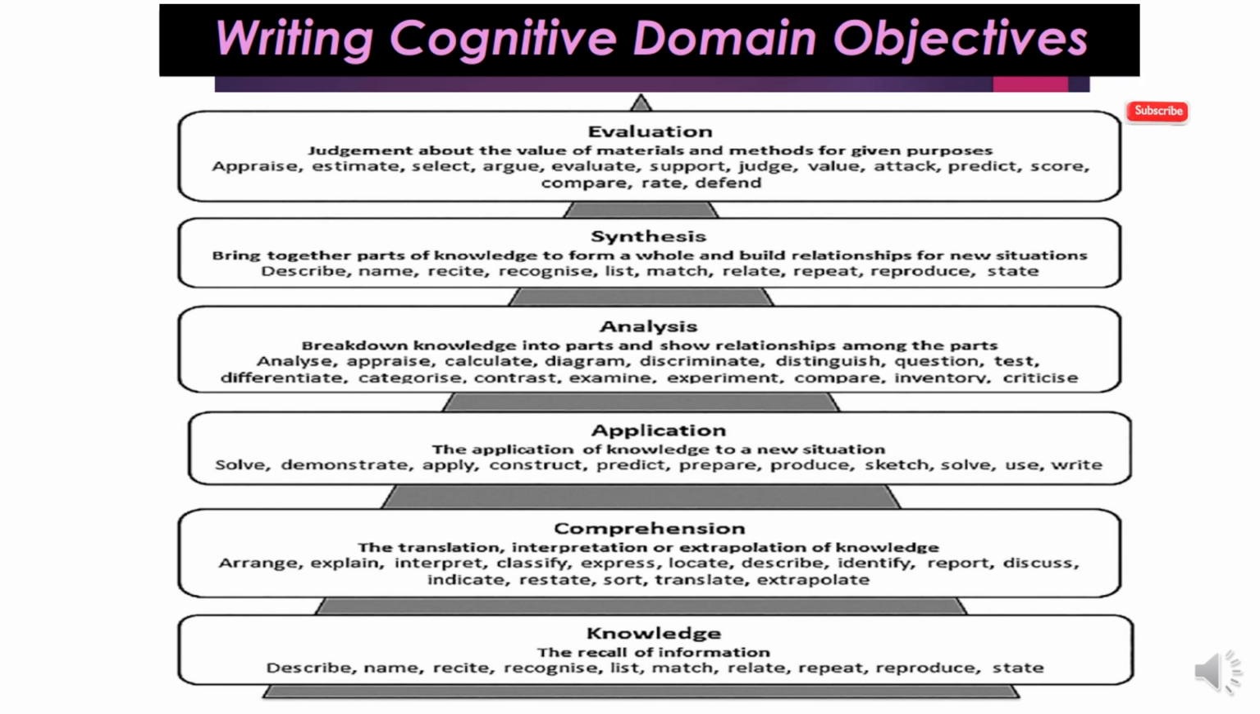The next is knowledge, the recall of information. Like describe, they can easily, because they have the knowledge, they can write the name, they recite, they recognize, they list, match, relate, repeat, and reproduce, state. So these are the different steps of the cognitive domain objectives.